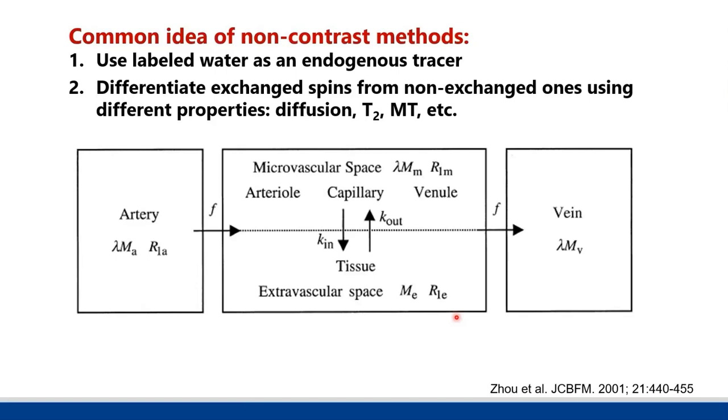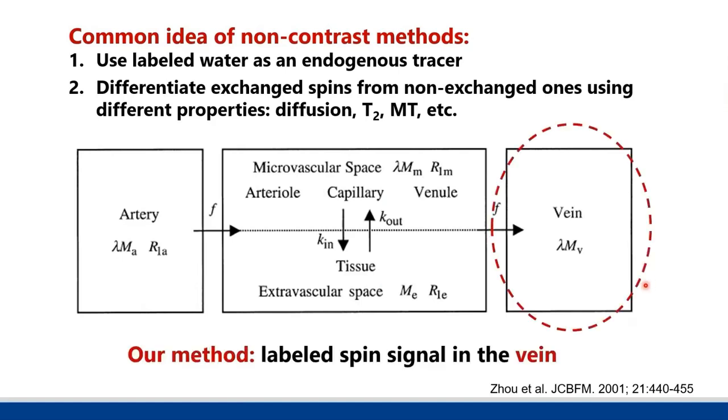Another thought is that all the labeled spins go into the tissue, but not all of them are exchanged with the tissue. There will be some water spins that are labeled, but do not go into the tissue, and they will go directly to the venous side. So here, our method is that instead of measuring the signal at the tissue level, we don't want to fit all this very complex data modeling. We just want to measure those labeled spins at the venous side so that you can go back into this compartment model and then calculate the extraction fraction of the water spins.